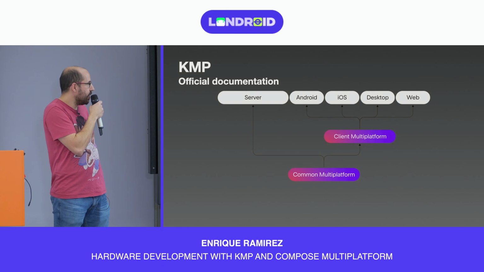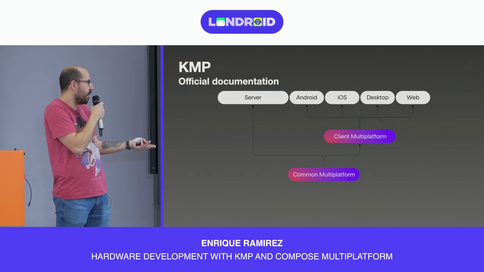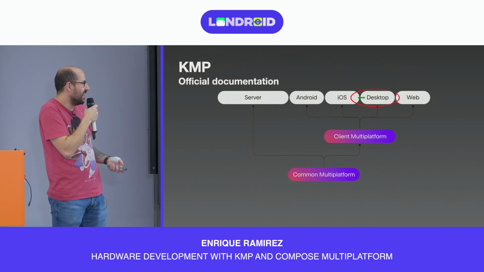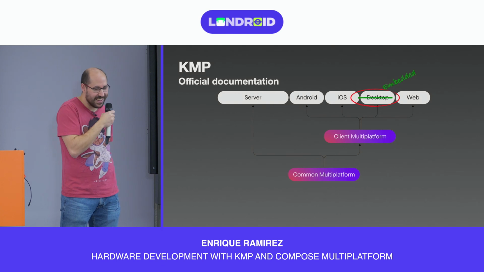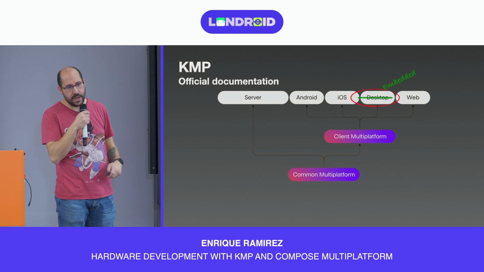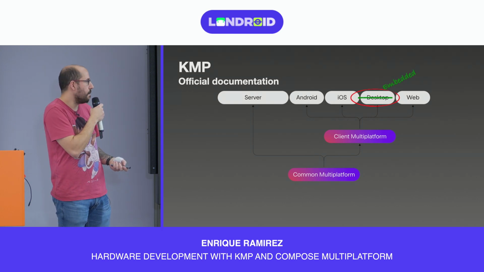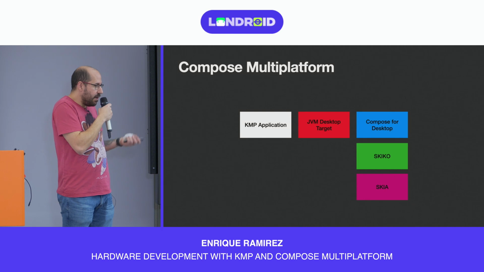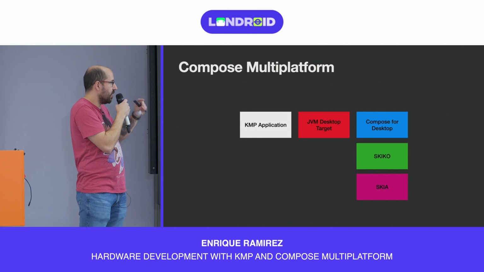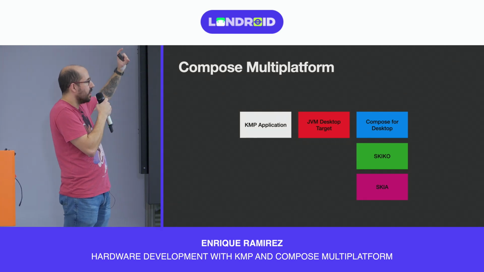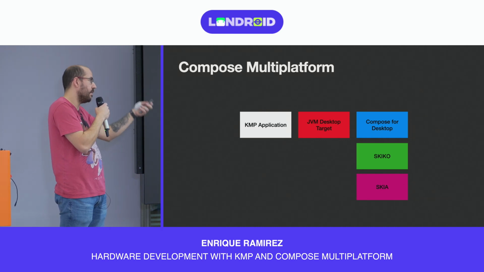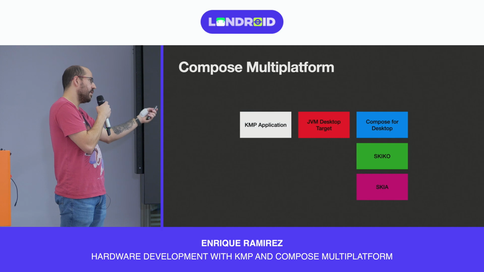So I saw that it works for server, Android, iOS, desktop and web. I cannot see any embedded, so I decided to fix it, to take the actual desktop target of KMP and use that to run my own app on top of that. A very, very basic version of the architecture for this target is you have your KMP app, it's a JVM desktop, and then you can run Compose on top of that thanks to Skiko and Skia.